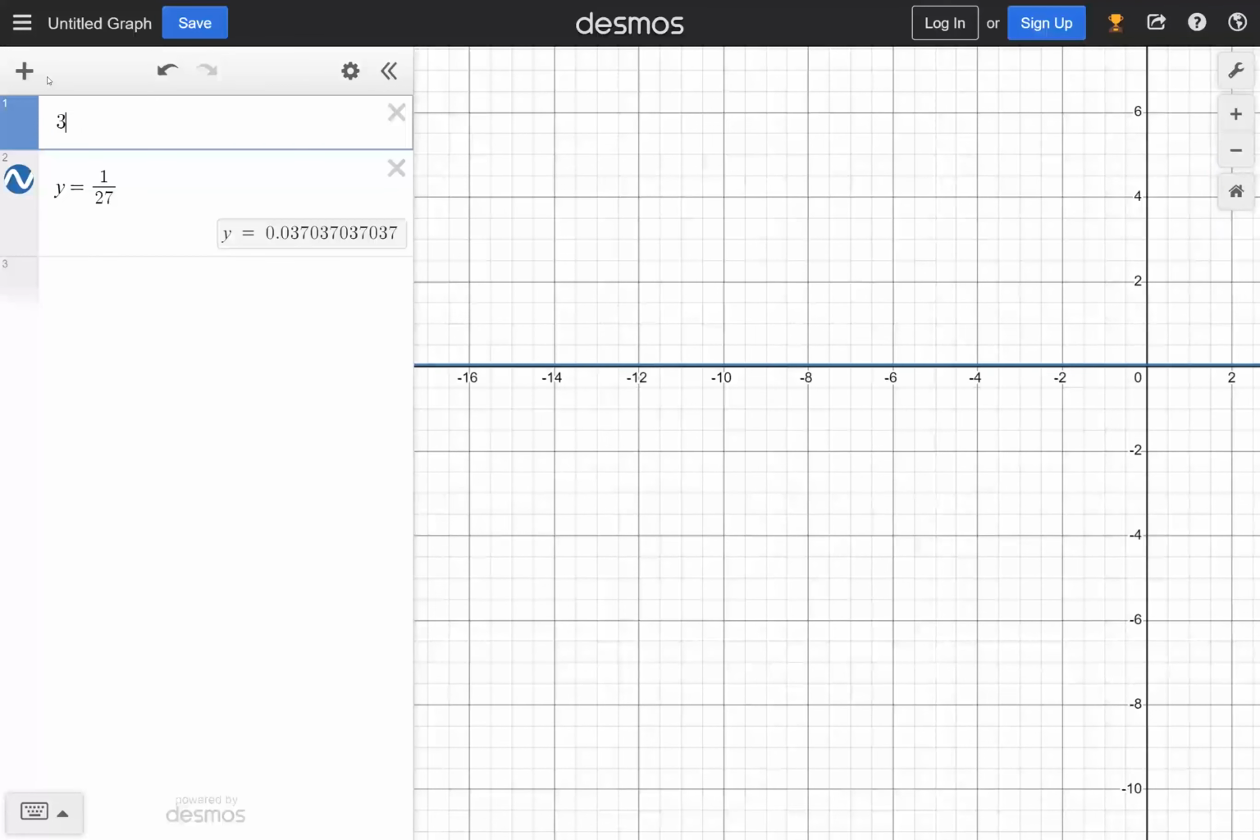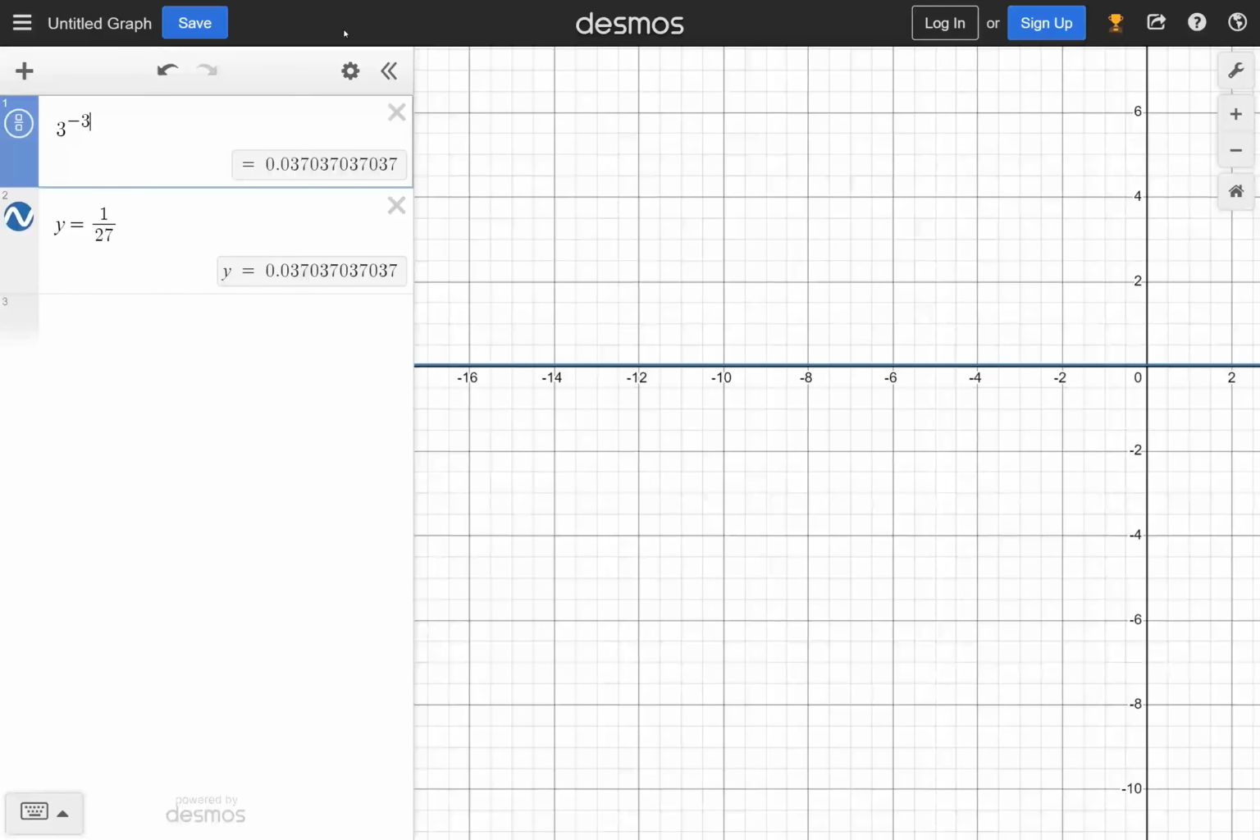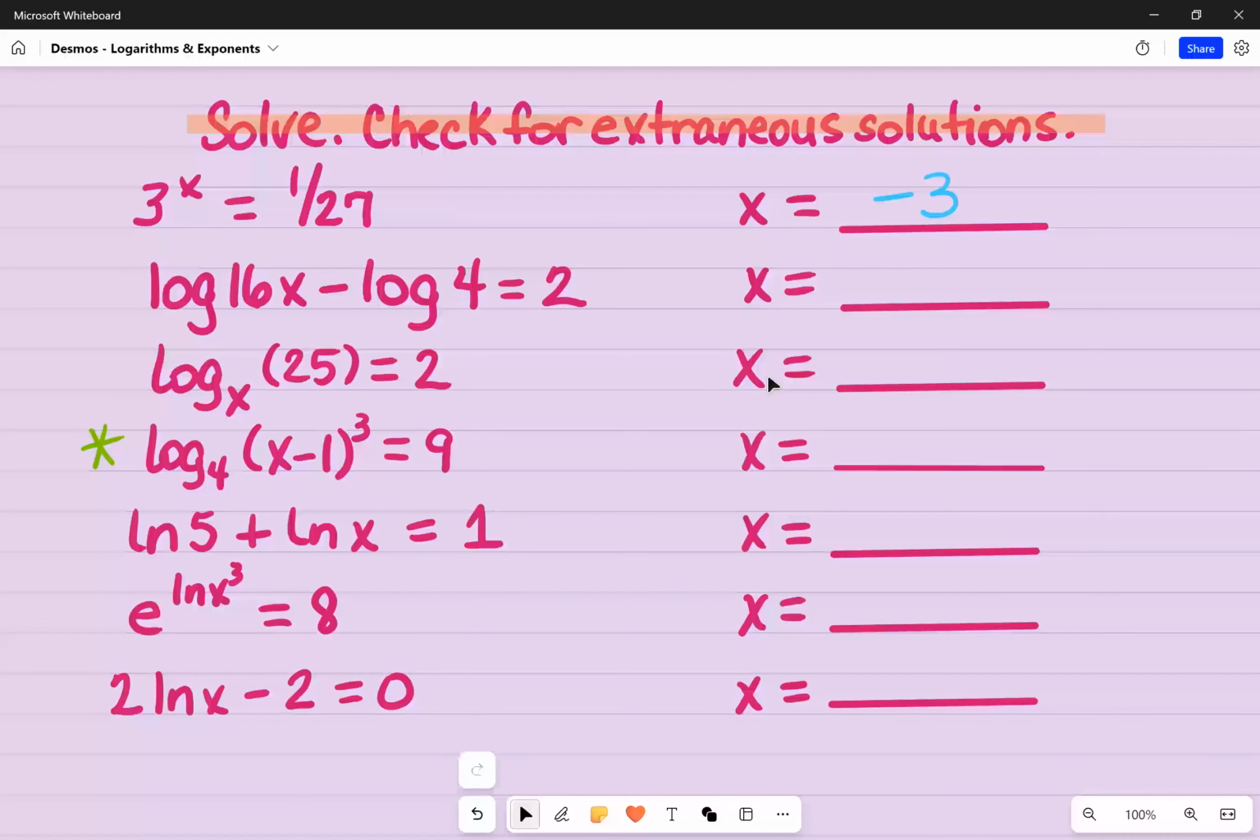So I want to shift 6, -3, and now you see that they actually match. So that's what you're looking for when you're checking your extraneous solutions. You're substituting the x portion, not what they said y was, even though it happens to be the same thing. All right, so now let's move on to this one.